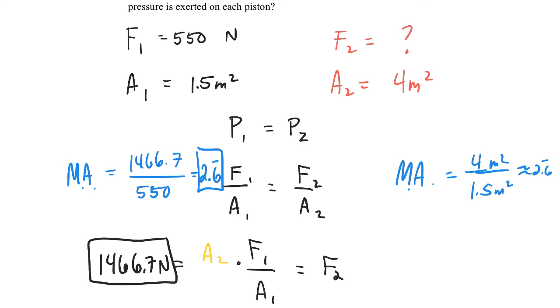It'll come out to be a pressure of 366.7 pascals. The pressure will become 366.7 pascals. And it doesn't matter. If I do F1 over A1, I'll get 366.6 repeating. If I do F2 over A2, I'll get the same number, 366.6 repeating. And that's proving the point here that we have a closed system where the pressure is the same throughout the entire system.